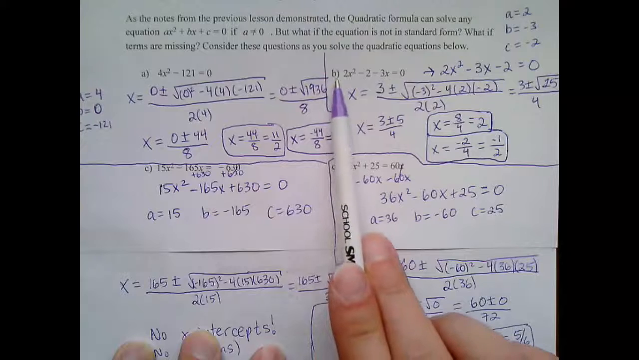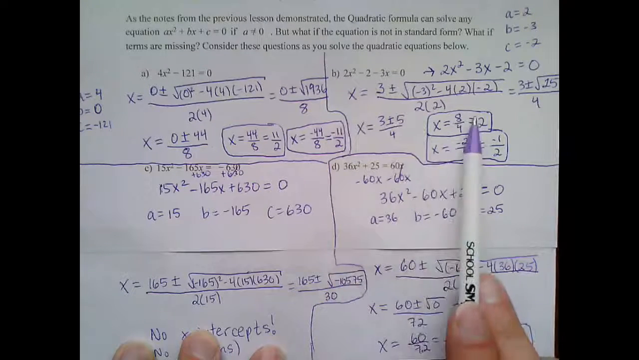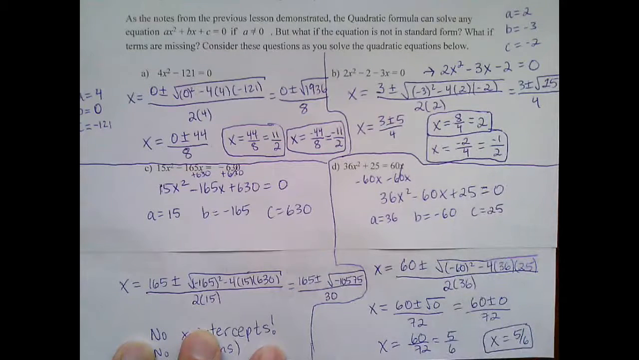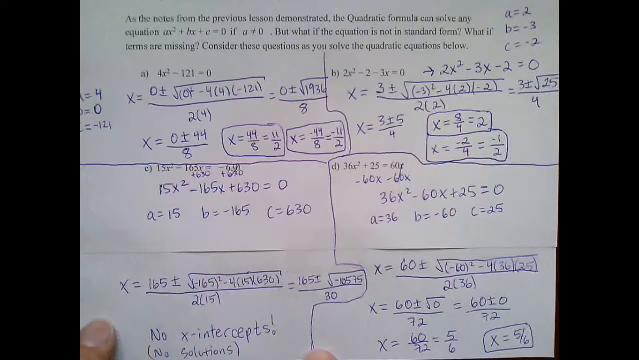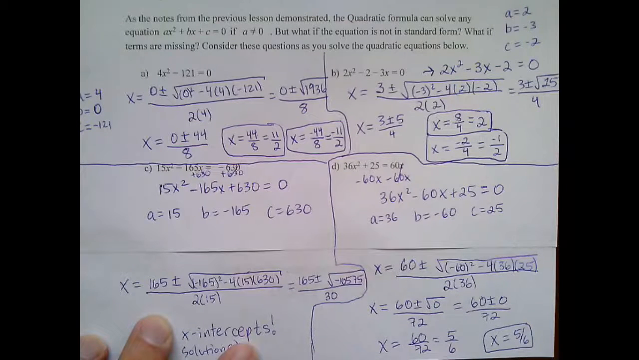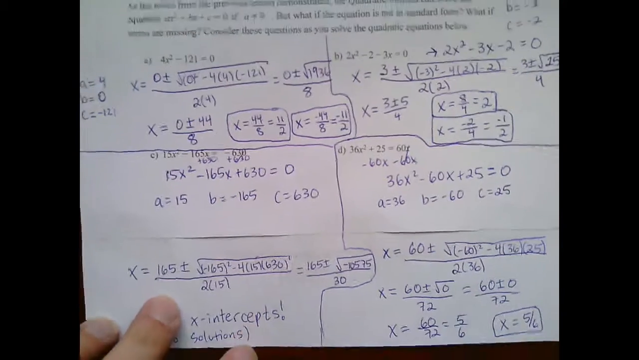How many times does the parabola in B hit the x-axis? Twice, because there's 2 solutions. How many times does the parabola in C hit the x-axis? Well, it doesn't because there are no x-intercepts. And how many times does the parabola in D hit the x-axis? Well, just once because there's only one solution.